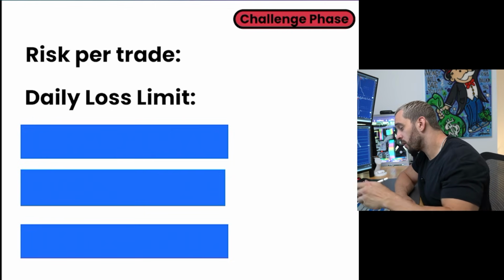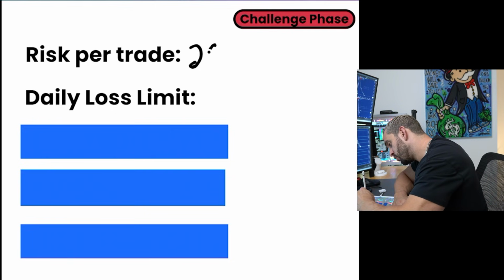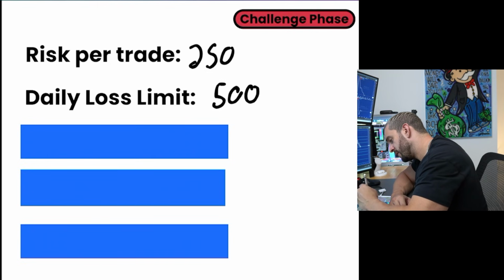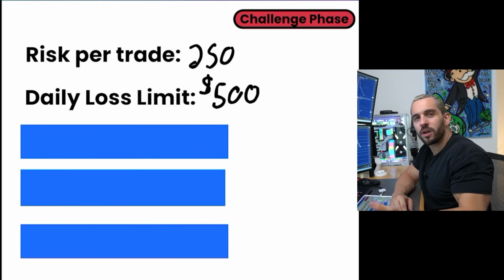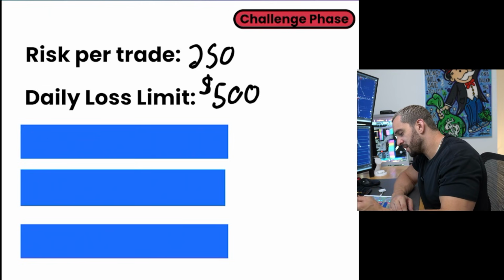All right, now that we know our risk per trade, we're sitting at this $250, and we have our daily loss limit, which is just double that at $500. How do you know what contract size to take? And this is going to lead us into the next rule right here.